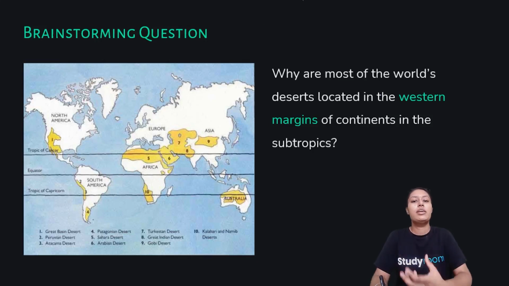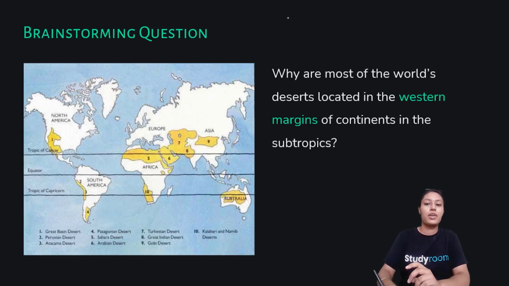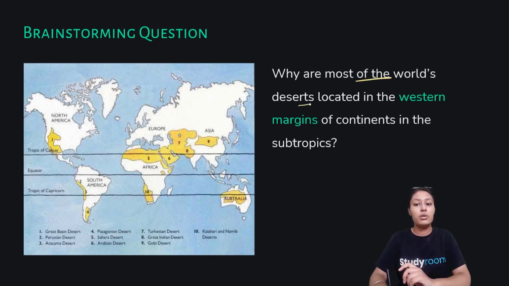In this video, we will learn some concepts of geography and some important concepts of climate. We'll start with this brainstorming question. So, pull up the strings of your brain and let's start. Our first question is why are most of the world's deserts located in the western margins of continents in the subtropics?